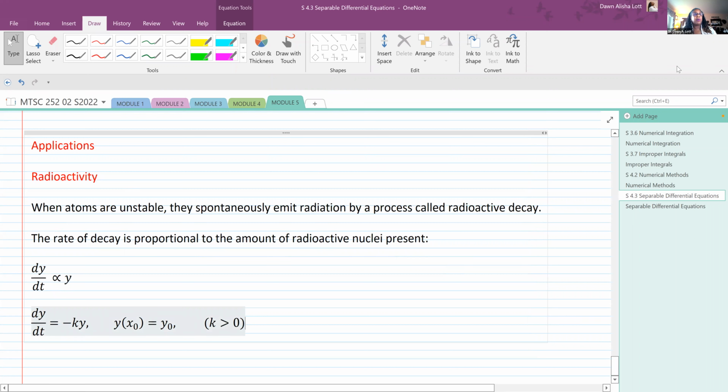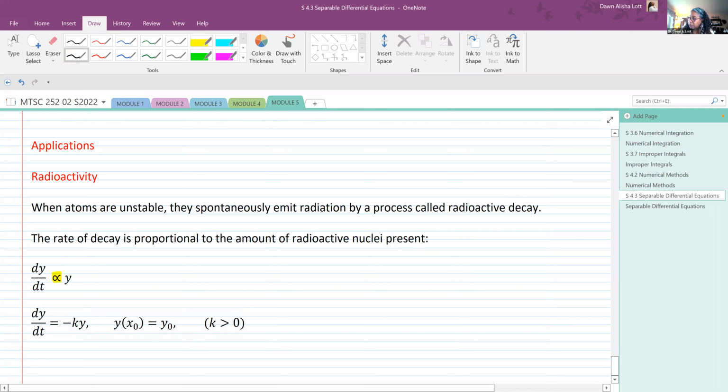When atoms are unstable, they spontaneously emit radiation by a process called radioactive decay. So you may have radioactive material and it will decay over time. The rate of decay is proportional to the amount of radioactive nuclei present. So this is a big deal. When somebody tells you the rate of change of whatever is proportional to something, you always have this proportional sign.